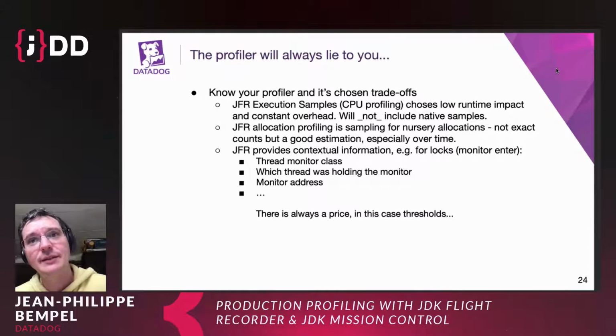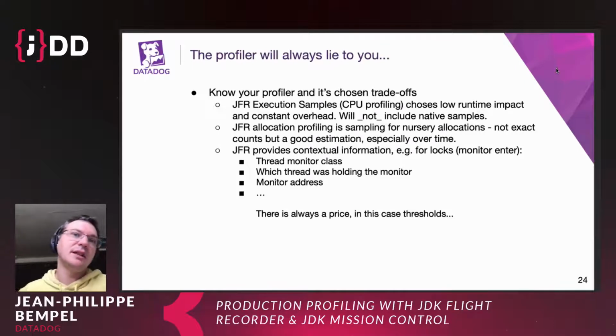But there is always a price, and here this is the threshold. Basically, it's 10 or 20 milliseconds, and that's good for outliers, but it may be overflowed by some just above the threshold or miss a lot of them just below this threshold.